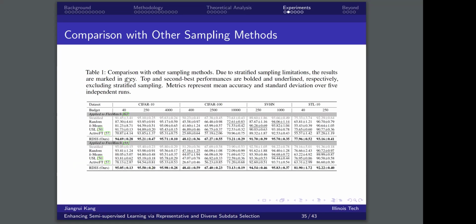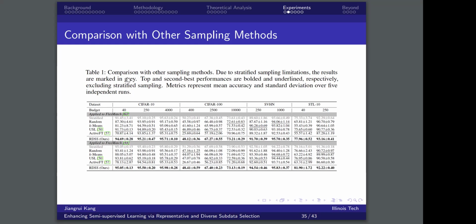So you can see our experiment on the performance of our method on CIFAR-10, CIFAR-100, SVHN, and STL-10. It's almost like, except for stratified sampling, it's the best one. But remember that for stratified sampling, you should know the label of each data point so that you can do stratified sampling.